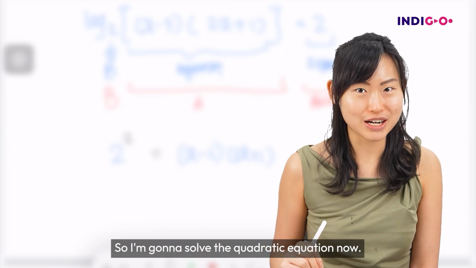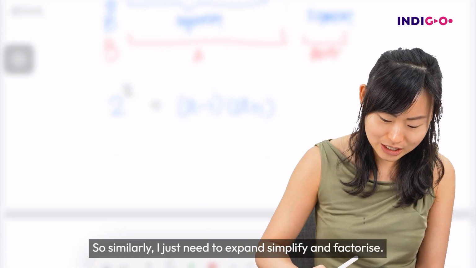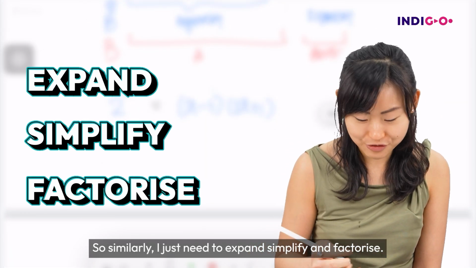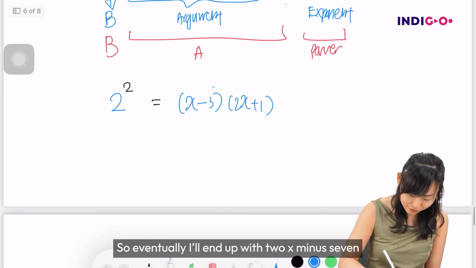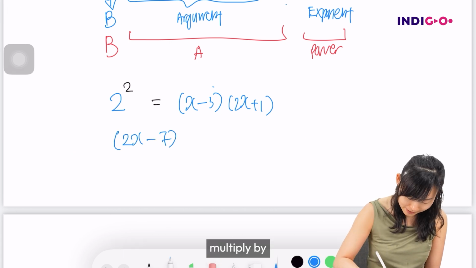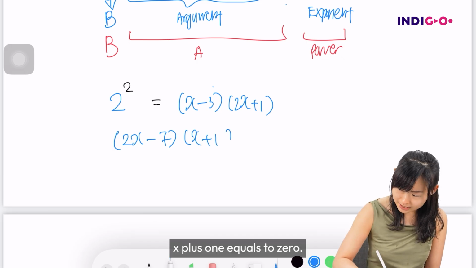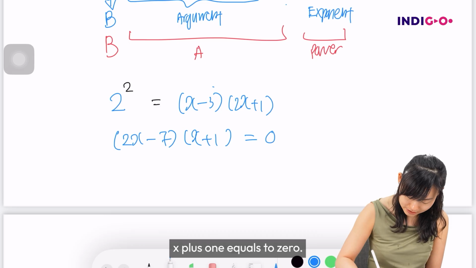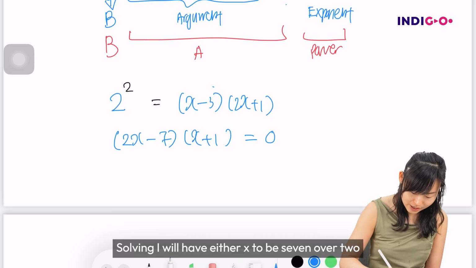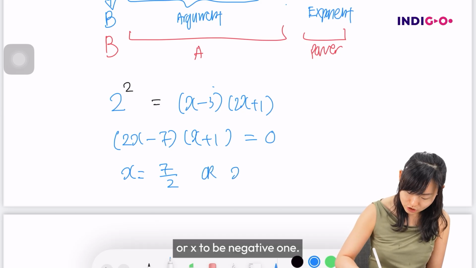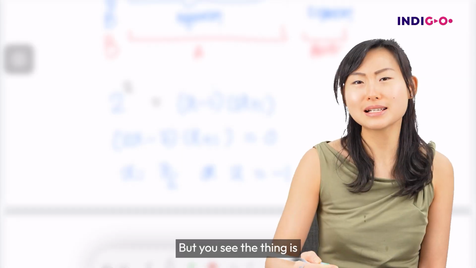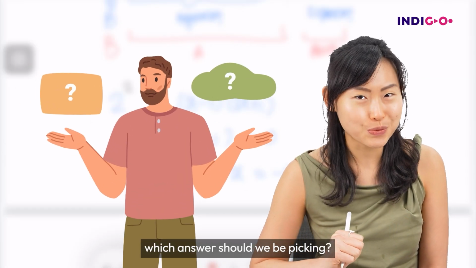So I'm going to solve the quadratic equation now. Similarly, just expand, simplify, then factorize. I will skip those multiplication steps and show you the result. Eventually I will end up with (2x minus 7) multiplied by (x plus 1) equals 0. Solving, I will have either x equals 7 over 2 or x equals negative 1. But the thing is, which answer should we be picking?